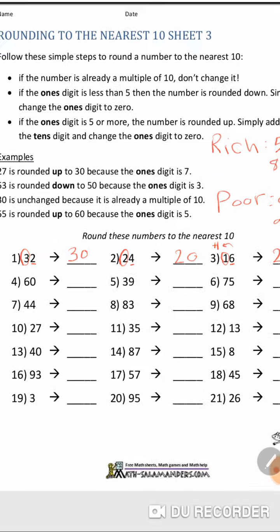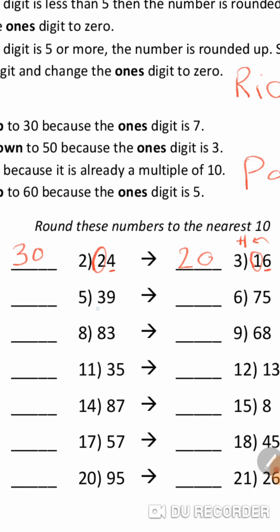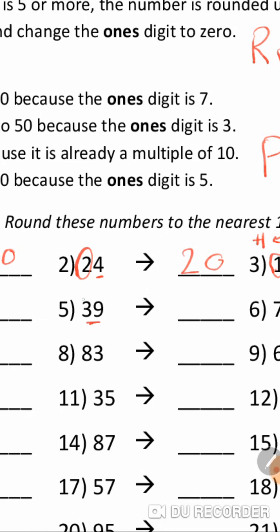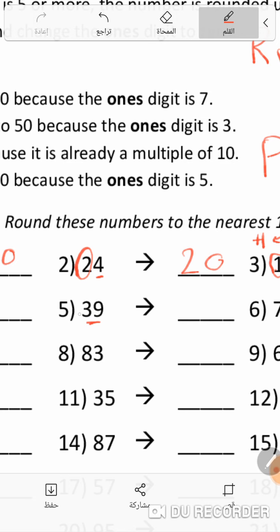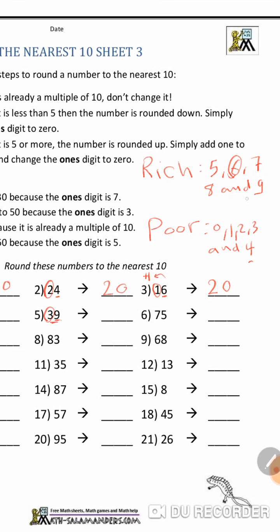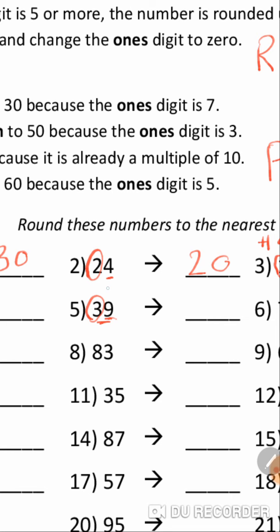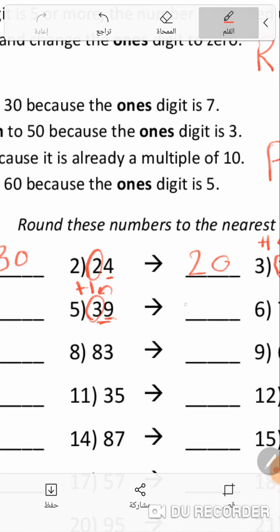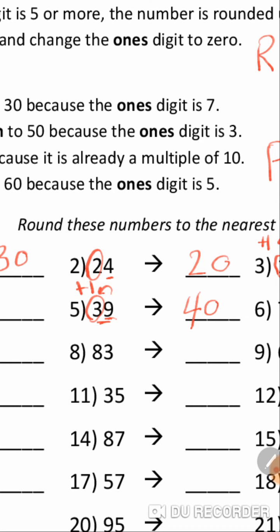Okay. Another question. Let's take number 5. 39. I want to round 39 to the nearest 10, which means I will round the number in the tens place, 3. 3 now needs money. It will ask the next door number. The next door number here is 9. 9 is a rich number. So it will give 1 to the number in the tens place, and the 3 becomes 4, and say bye bye to the number in the ones place. I don't need you anymore. So 39 after rounding will be 40.